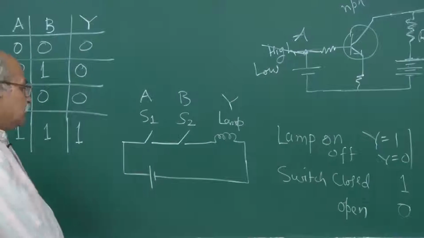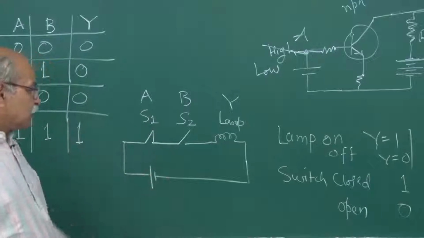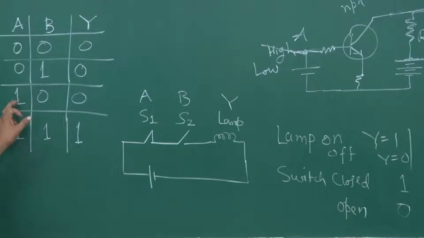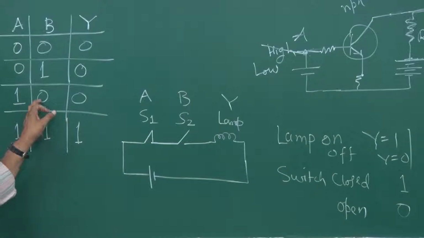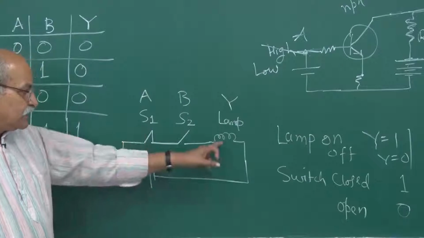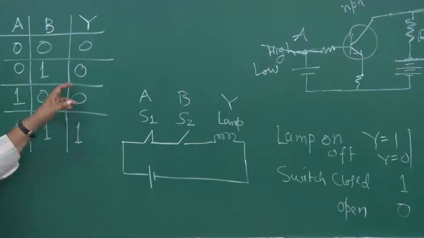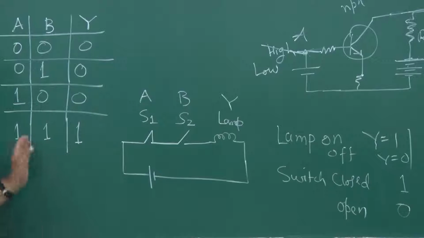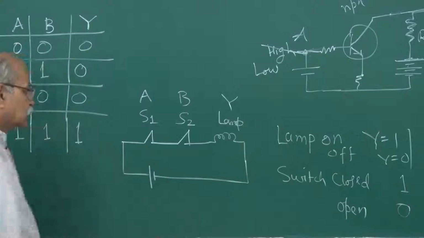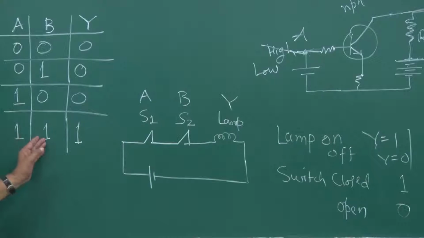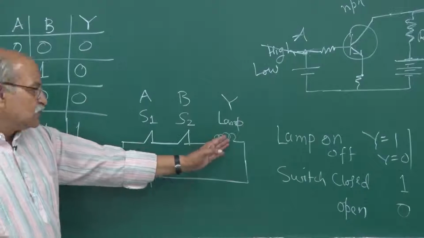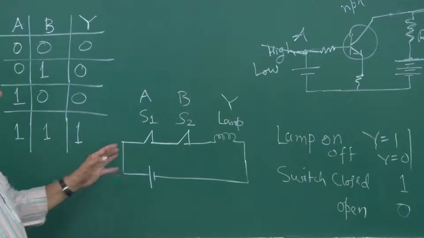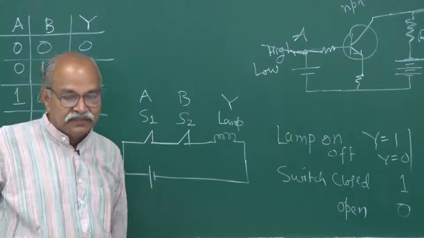If one switch is closed and the other is open, so A is 1 and B is 0, in that case also there is no current in the circuit, the lamp is off, and therefore Y is equal to 0. If this is open and that is closed, then also the same story. And if both the switches are closed, so A is 1 and B is 1, then the lamp glows. If it is on, then we say that Y is 1. So 1 and 1 is 1. This is the meaning of AND.